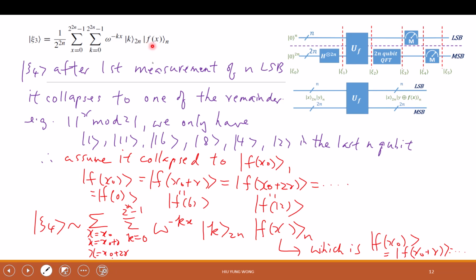But the main point is f of x only has this value, which is the remainder of that function. The remainder of the function is not everything, right? So it will survive, but when it survives, it means your x is either x0 plus r, or x0 plus 2r, or keep going.